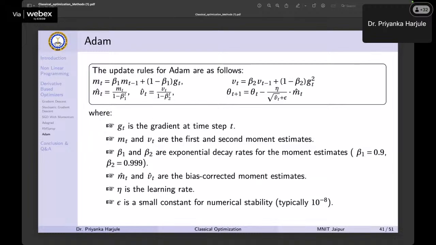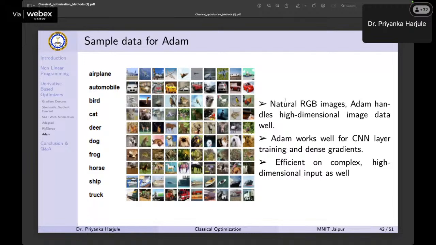Here you have the final update rule, which combines v_t hat and m_t hat, where m_t is the momentum and v_t is your exponentially moving average. Again, epsilon is added because we do not want division by 0, so it provides numerical stability. Adam basically works on all kinds of complex data.